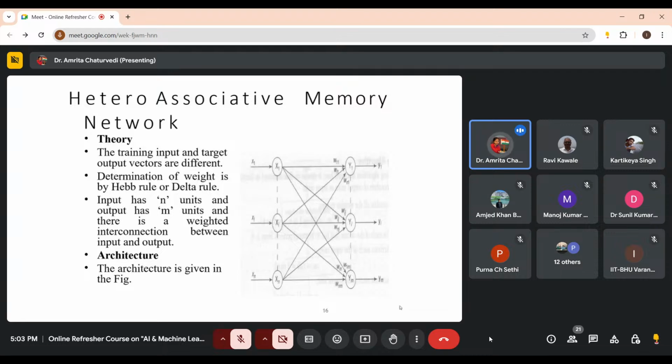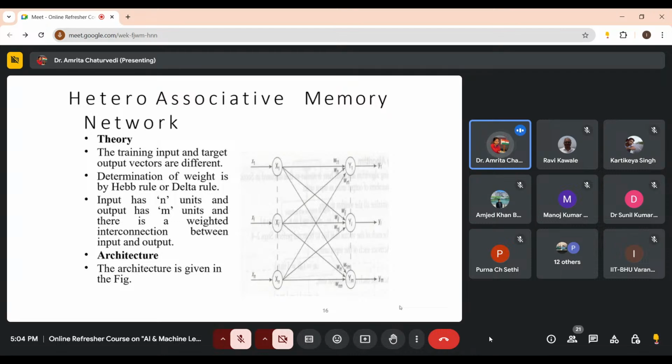Now in this case, the output is not the same as the input, right? So you have a different number of neurons in the output layer and in the input layer. If you see the architecture of this hetero-associative memory network on the screen, you have n neurons in the input layer and m neurons in the output layer with weight interconnections. Determination of weights can be done by the Hebb rule or the delta rule.